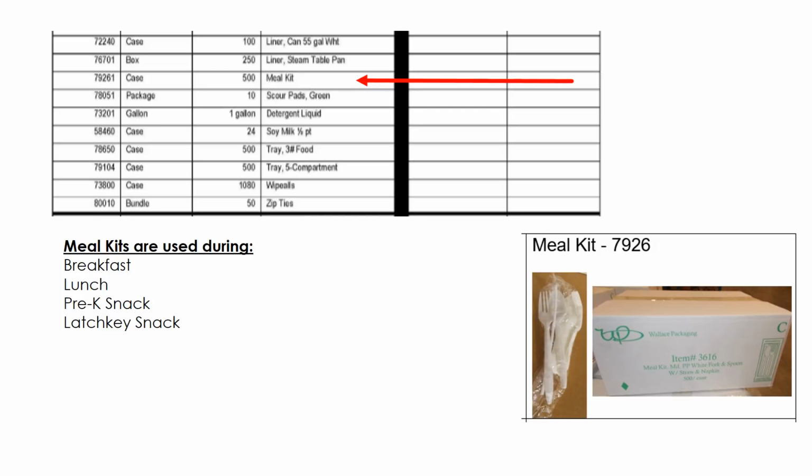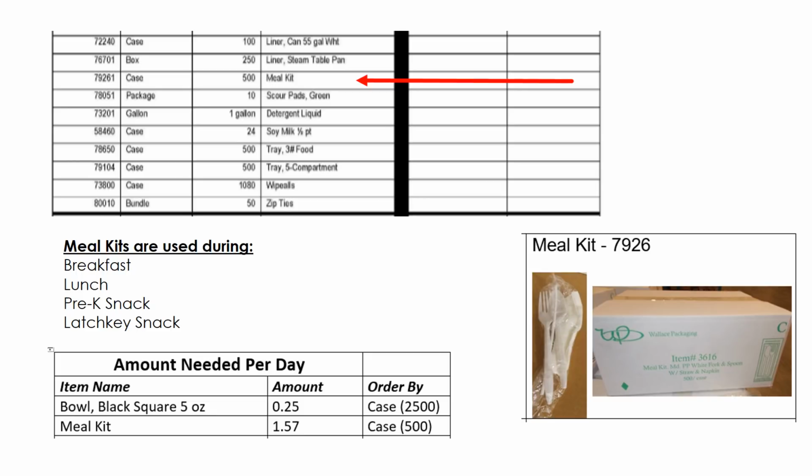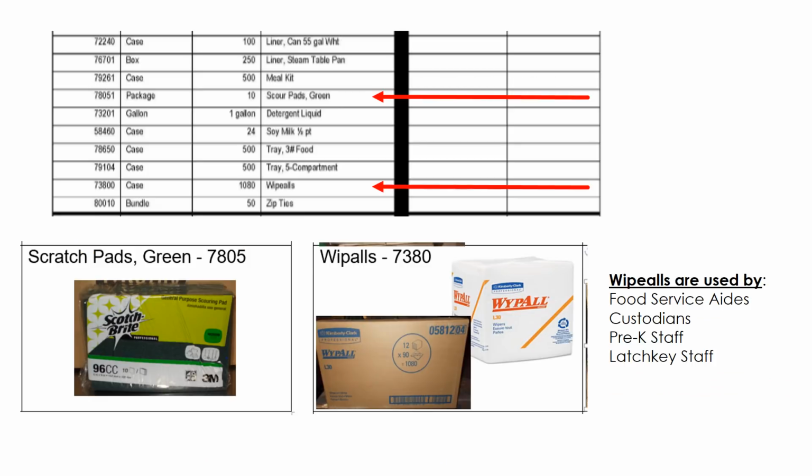To determine how many meal kits you need to order, you need to look at your supply order cheat sheet. In this example, this school uses 1.57 cases every day. Therefore, if they were ordering supplies for 5 days, to determine how many cases of meal kits to order, take 1.57 times 5, which would be 7.85. Round up to 8 cases, so 8 cases of meal kits would need to be ordered for 5 menu dates.